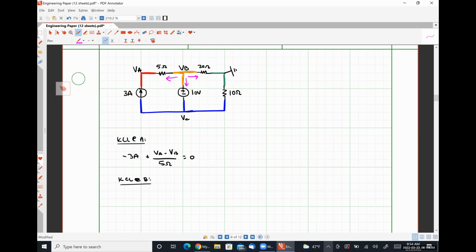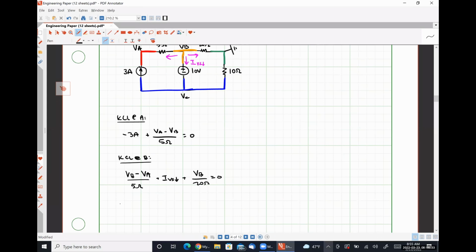So what I'm going to do is call this current IVS down. Okay. So that KCL at node B would be VB minus VA over 5 ohms plus IVS down plus VB over 20 ohms is equal to 0.